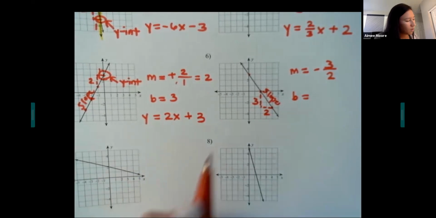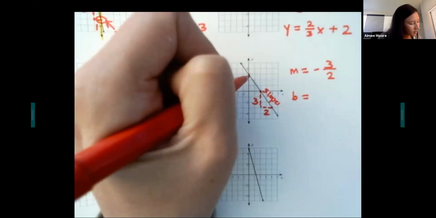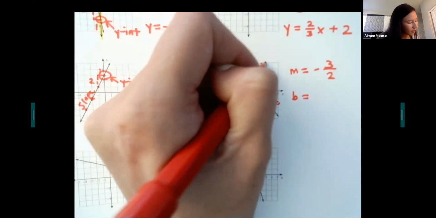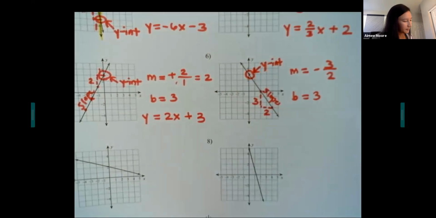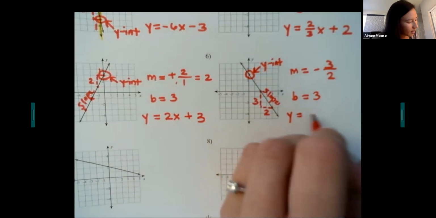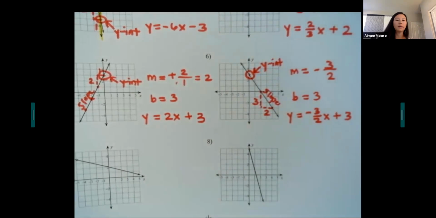And then our y-intercept, we have to find where our line crosses the y-axis. At this point right here. That's our y-intercept, which is 3 again. You plug it in: y equals -3 over 2x plus 3.